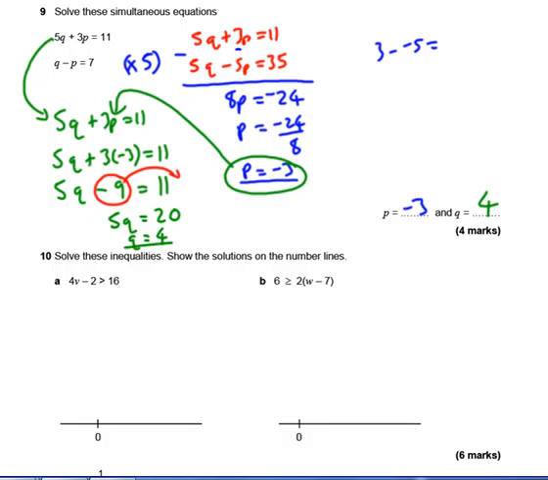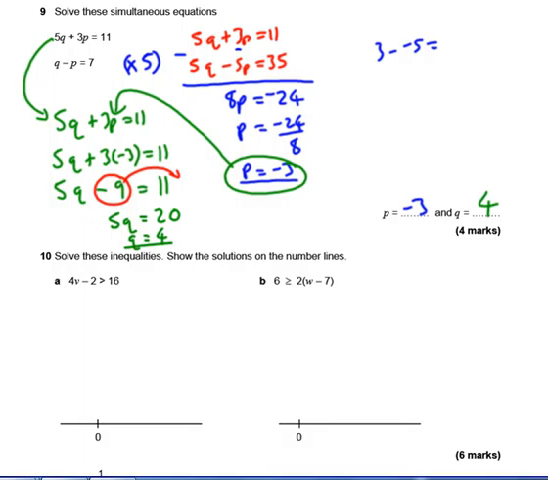Now that's one way of answering the question. Alternatively, we could have tried to make the p's the same and then eliminated the p's. By the way, question 9 is quite a hard question. At GCSE, that is definitely a grade B question.